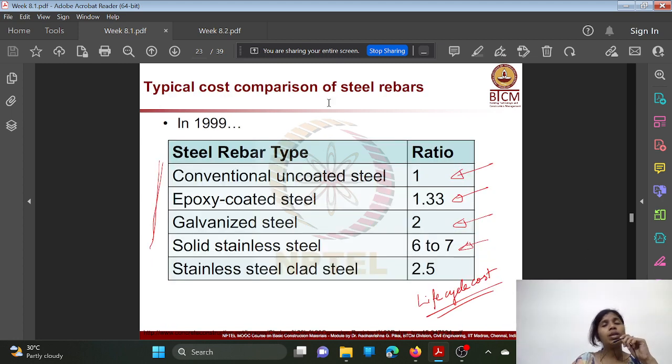And this is the typical cost comparison of steel rebars. That means when compared to the conventional uncoated steel, this epoxy coated steel will have 33% higher cost, and the galvanized steel will be double the cost, and the solid stainless steel will be 6 to 7 times the cost of the conventional uncoated steel. But what we have to consider here is this life cycle cost instead of the capital cost.